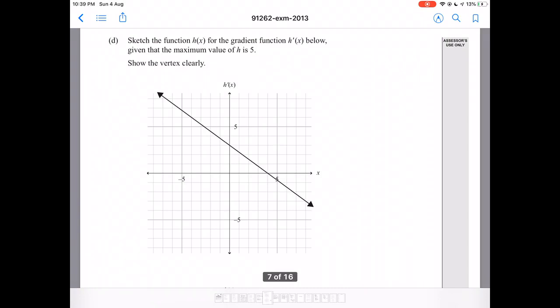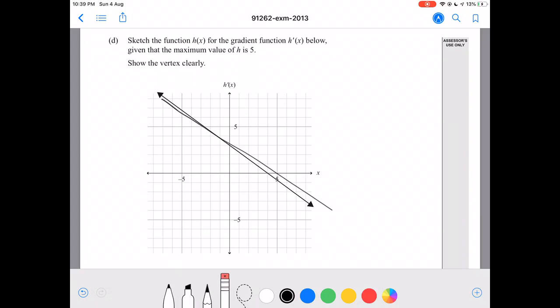As you can see, we have a linear graph right now. First thing to notice about the linear graph is whether it's a positive or a negative gradient. As you can see, as x increases, the y value decreases. So this is a negative shape. Therefore, when we go back to our parabola, it is also going to be a negative parabola.